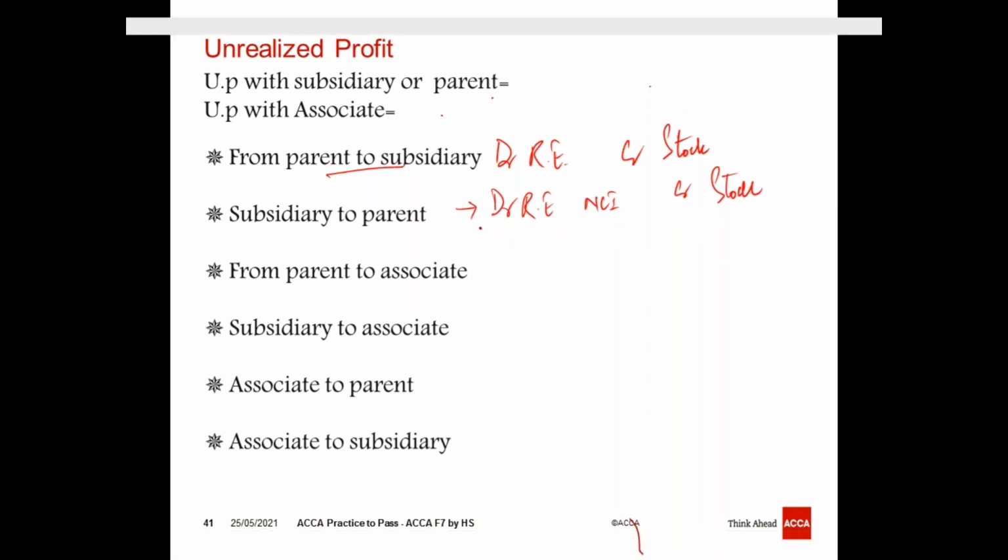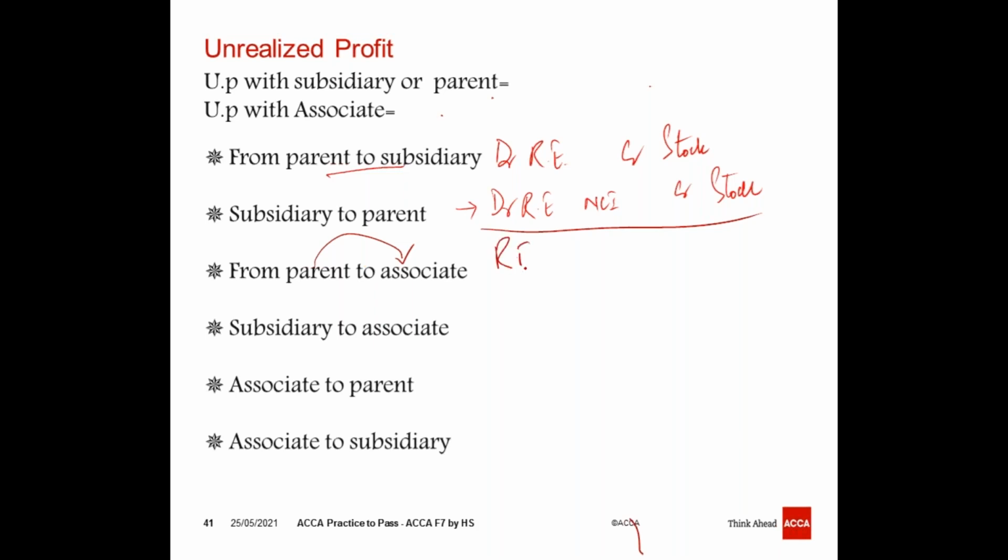Now, what about the next adjustment? Whenever the parent sold goods to associate company, what will be the accounting treatment? The accounting entry should be retained earnings debit and investment in associate credit. Remember this one.